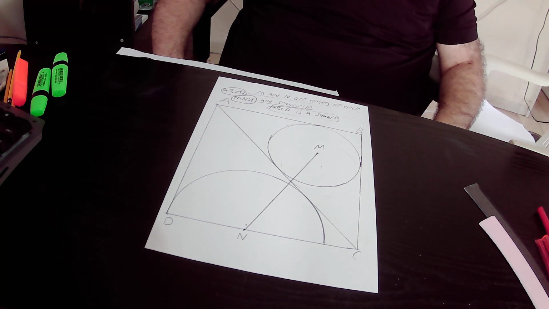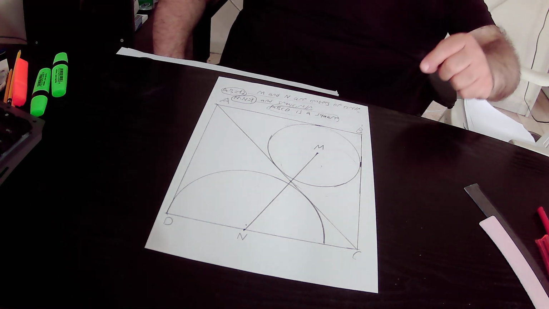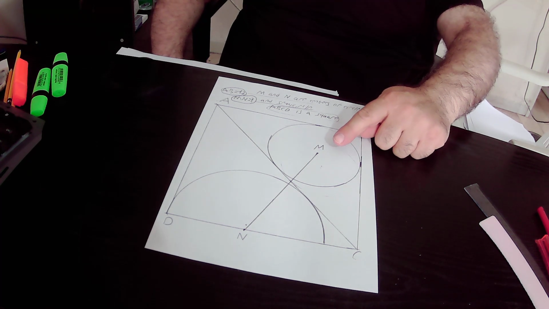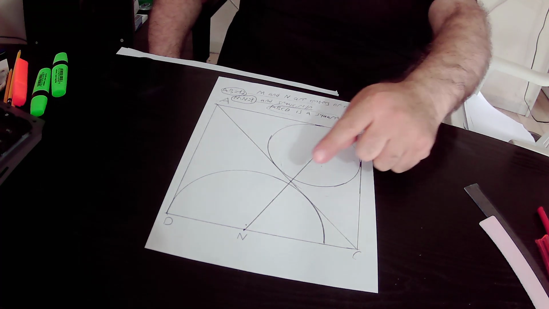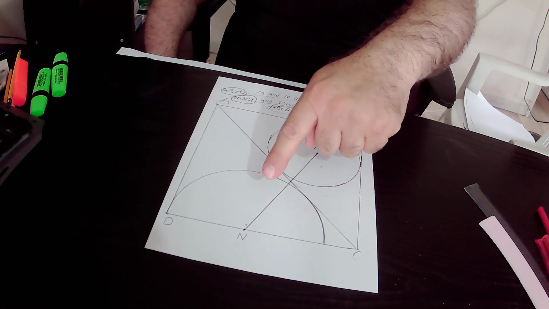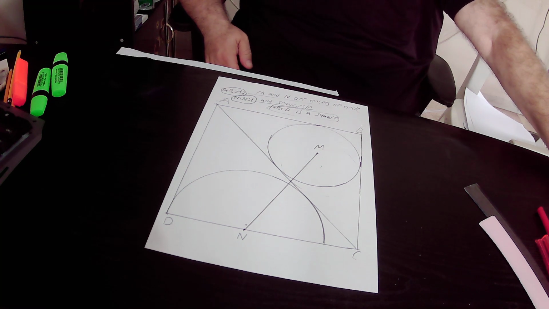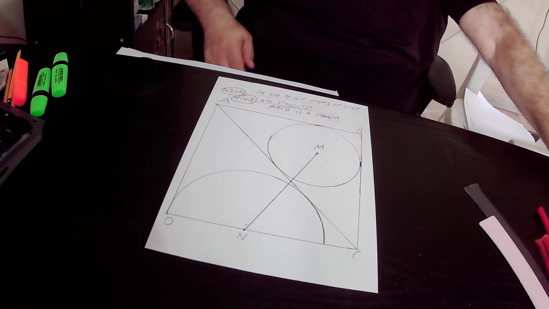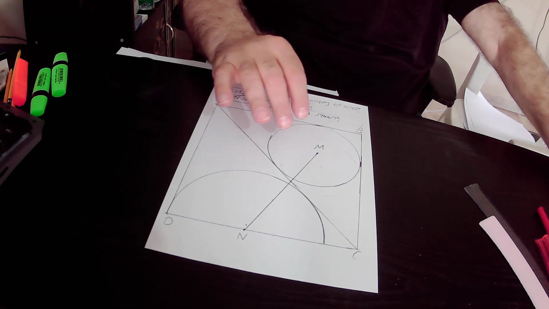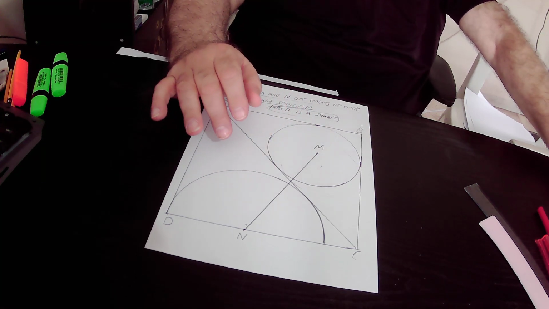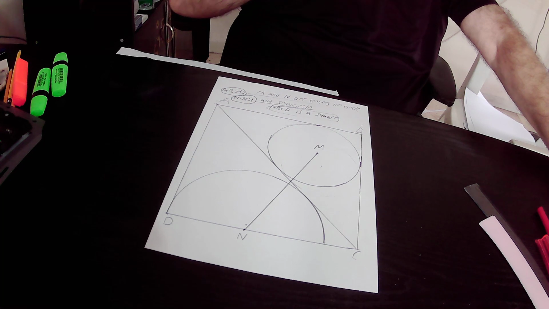And inside this square ABCD we have a circle. The center of this circle is at point M, and we also have a semicircle, and the center of this semicircle is at point N. And we want to find out the distance between the centers of the circle and the semicircle, that is to say the length of line segment MN.